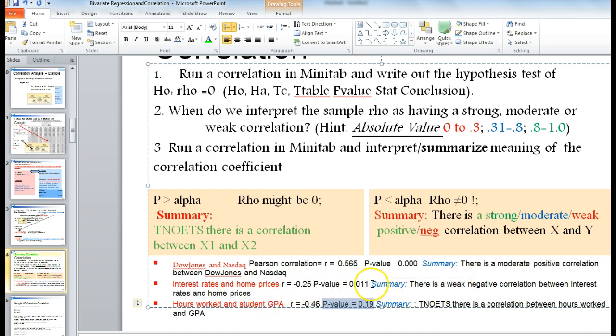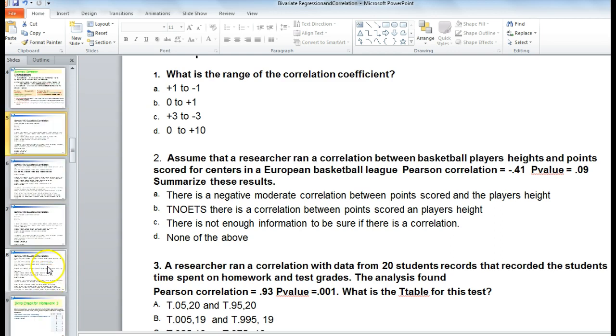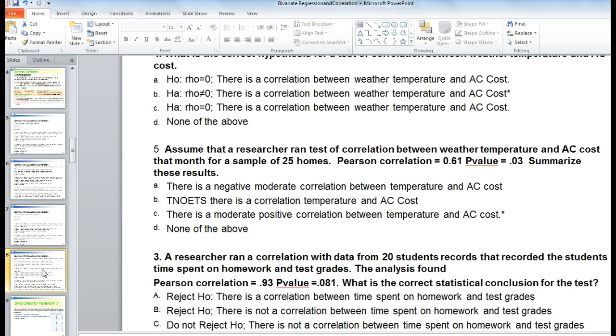On the other hand, if my p-value is less than alpha, like here, you can say there's a weak negative correlation between interest rates and home prices. There's a weak negative correlation. Good? All right. Here are some multiple choice questions for you to practice with their answers right afterwards. Pretty good, huh? So those are very similar to what you can expect for the homework and stuff.